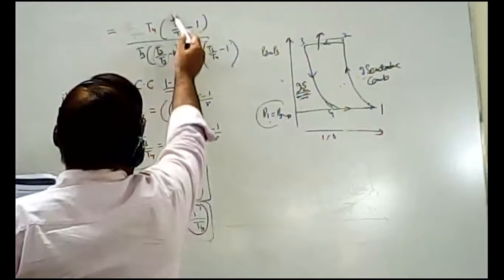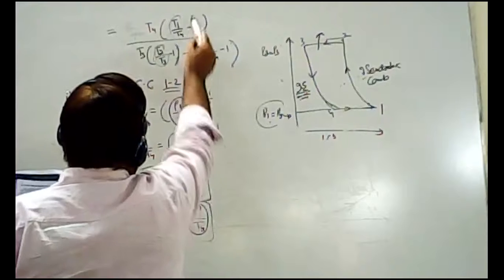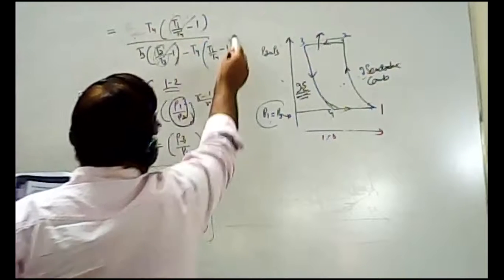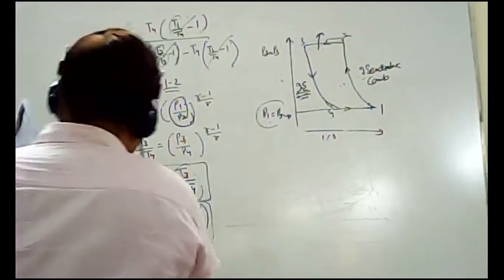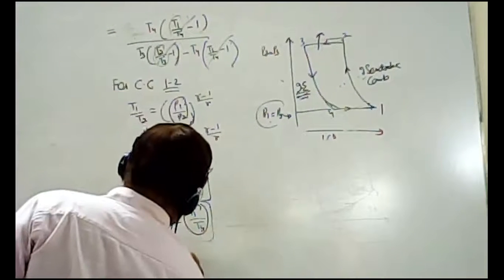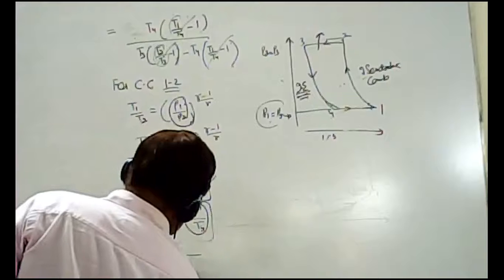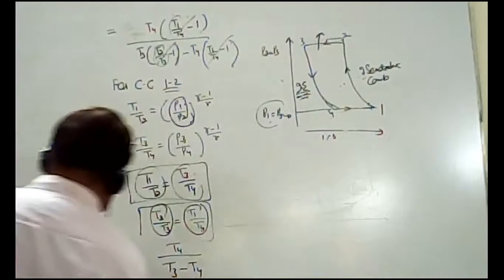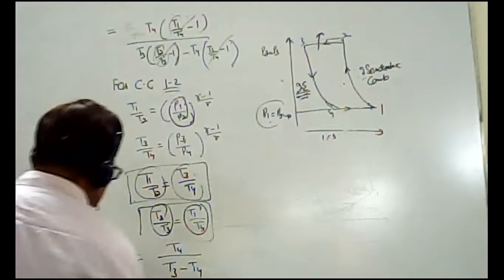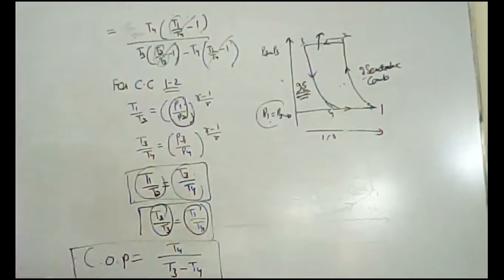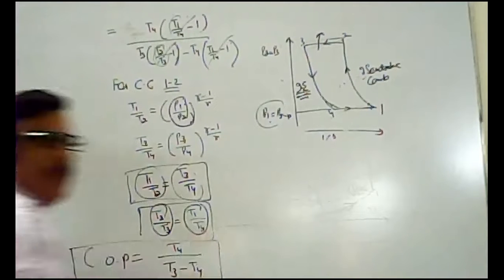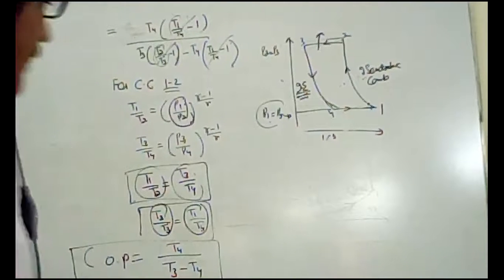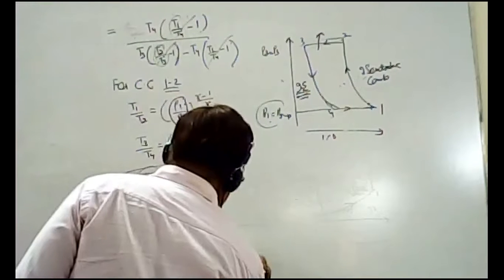So look here, T1 by T4 and T2 by T3, all these values will be cancelled out. Only the equation T4 divided by T3 minus T4 is left. So this is all about the COP, in which all these values cancelled out, because T2 by T3 is equal to T1 by T4. This is equation number 5.